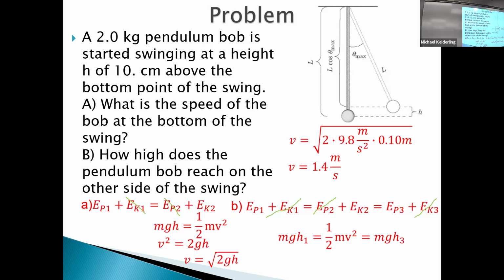For part B, we're interested in h3. So h1 will equal h3, which will equal 10 centimeters. It's going to go to the same height it started out at on the other side, assuming there's no friction. Now, in reality, there is friction, and so it'll be slightly lower, but we're going to ignore that.